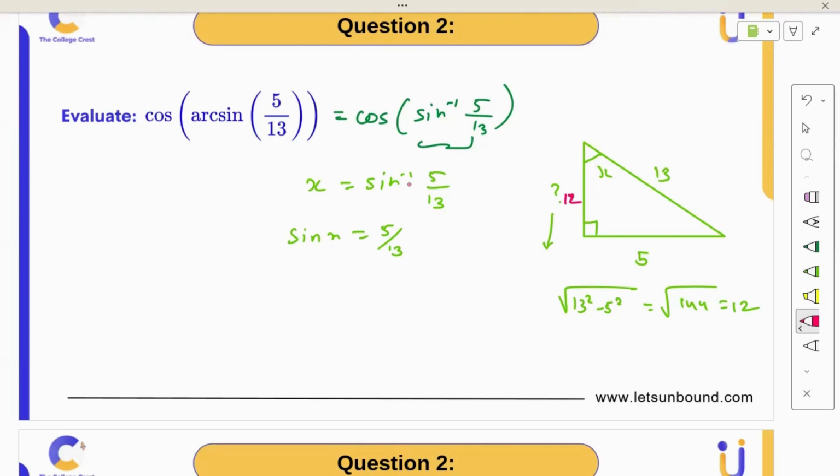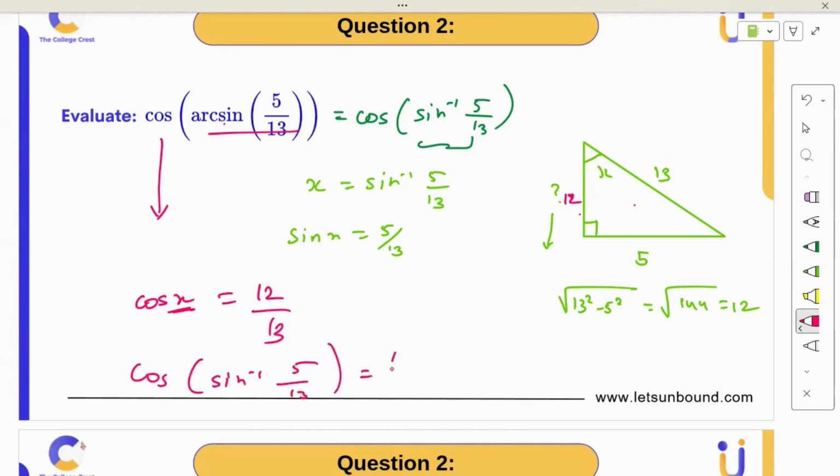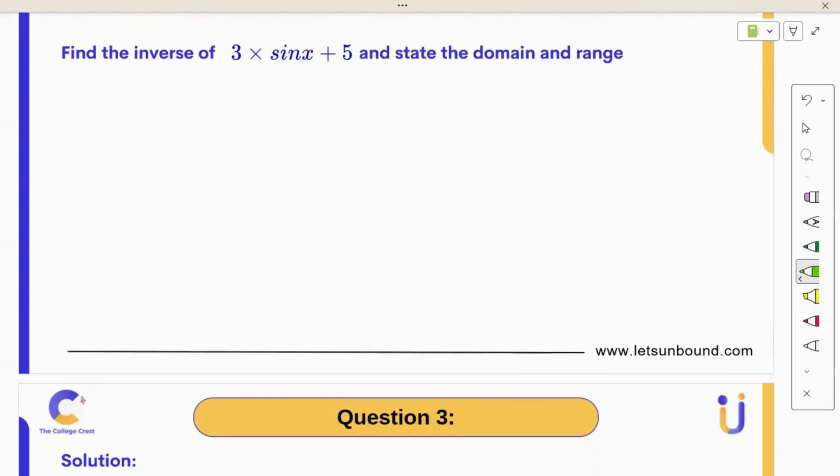Okay, then this is my x. So now I can write this as cos x, correct? Because my x is sine inverse 5 by 13. So what is cos x from the diagram? Adjacent by hypotenuse, 12 by 13. Now let me replace my x. My x is sine inverse 5 by 13, which is 12 by 13. That's simple. It seems complicated, but this is the way we can manipulate using our techniques. Right.